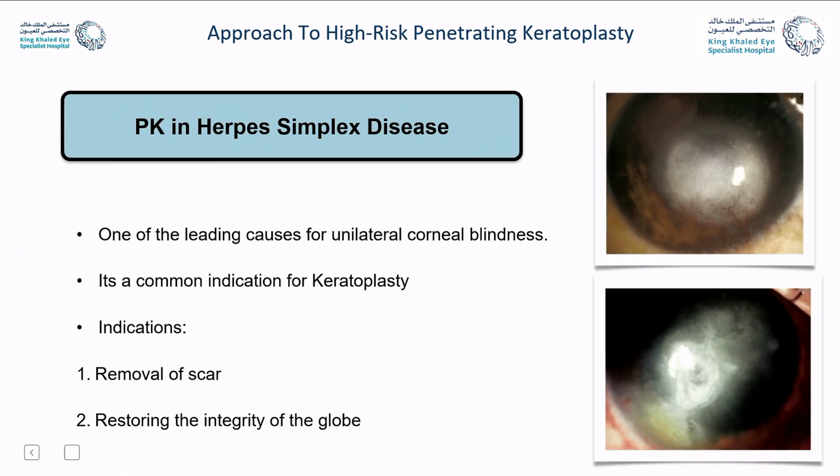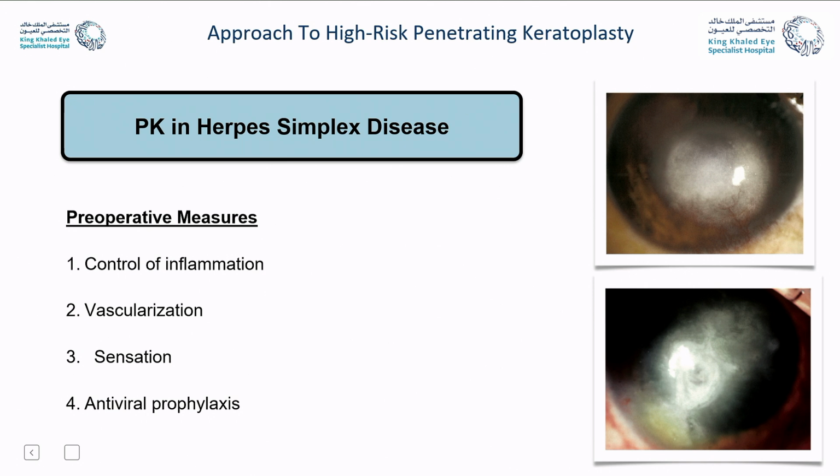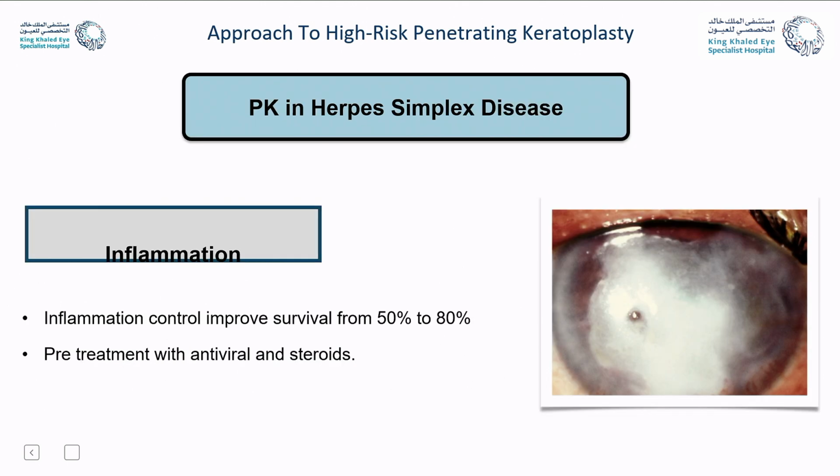Another challenging situation is PK in herpes simplex disease. One of the leading diseases for unilateral corneal blindness is herpes. It's a common indication for keratoplasty, and the 2 indications for keratoplasty in these cases are removal of scar and restoring the integrity of the globe in cases of melt and perforation. Preoperative measures that can be taken in these high-risk cases are controlling the inflammation, treating the vessels, and assessing the sensitivity, so that one can prepare with AMTs, serum, BSS, and antiviral prophylaxis ahead of time.